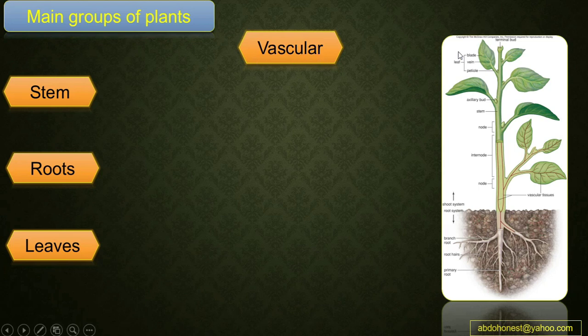But guys, in the vascular plant, we have 2 parts, 2 systems. We have the system above the ground, which is called the shoot system, and the system under the ground, which is called the root system. So shoot and root, shoot system and root system. The shoot system is made up of the stem, leaves, and the parts that are above the ground, and the root system is found under the ground.